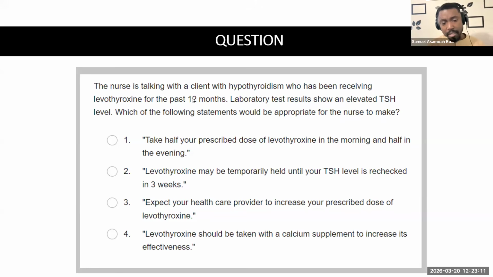All right. So the nurse is talking with a client with hypothyroidism who has been receiving levothyroxine for the past 12 months. Now, ladies and gentlemen, this is how you study with question banks. Those of you who keep answering questions on the question bank, you've seen a new condition, hypothyroidism, and the person is taking levothyroxine. So when I ask you, what drug will you use in treating hypothyroidism? What will you say? Levothyroxine.